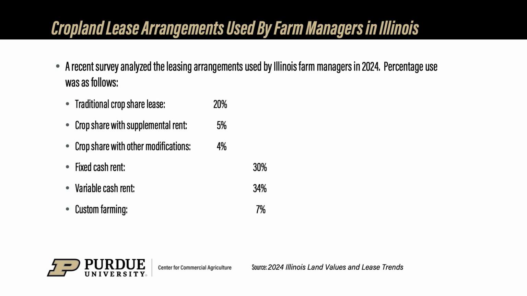And what they found is about a third of the leases were crop share leases. There were some tweaks to those crop share leases, some supplementals, modifications to a true crop share lease, but about a third were crop share leases, about a third were fixed cash rent, and about a third were what they call variable cash rent, which we're calling flexible cash rent today.